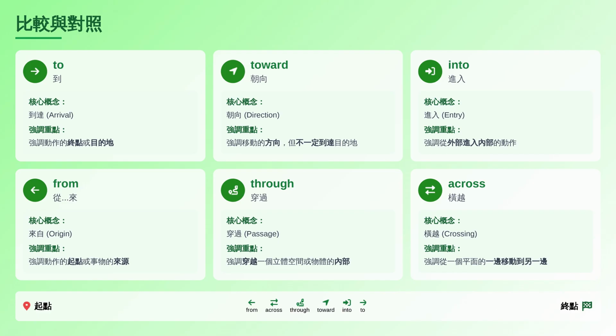Into, key concept: entry. It emphasizes the action of moving from the outside into the inside. From, key concept: origin. Emphasis on the origin of an action or the source of an object. Through, key concept: passage. Emphasis on moving through a three-dimensional space or the interior of an object. Across, key concept: crossing. Emphasis on moving from one side of a plane to another.